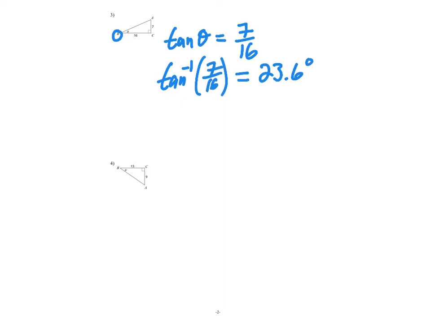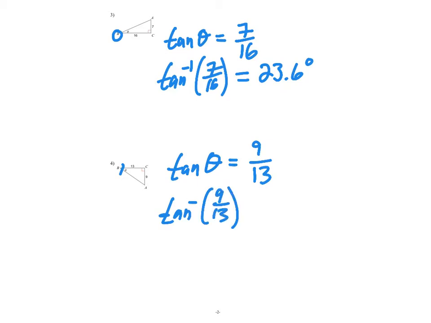Similar problem here. There's our angle. Okay, the sides given relative to the angle are opposite and adjacent, so we would use tangent again. Tangent theta would be equal to the opposite 9 over the adjacent 13, and we want the angle that has this tangent, which would be the inverse tangent. Plug that in the calculator, and we're going to get 34.7 degrees.